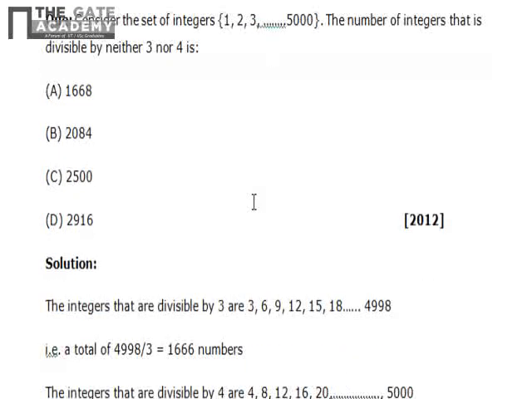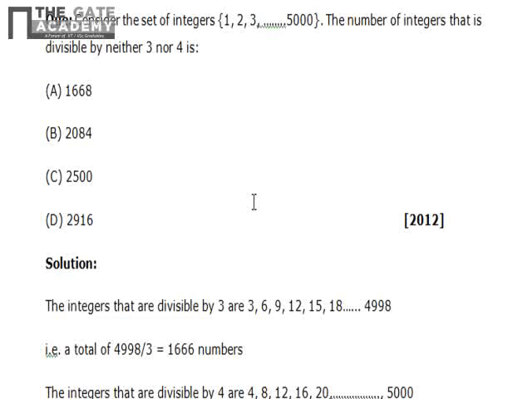Now this is also one very good question asked in your GATE paper 2012. Consider the set of integers 1 to 5000, the number of integers that are divisible by neither 3 nor 4. So you have to find which of these are divisible by neither 3 nor 4, and give the answer. To solve this, we'll find the numbers which are divisible by 3 and 4 both. To start with, the number 3 is divisible by 3, number 6 is divisible by 3, and up to 4998.